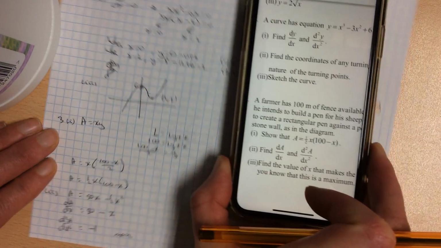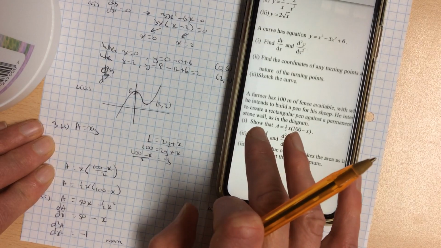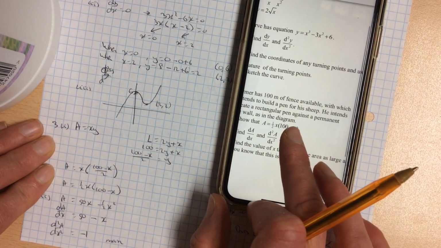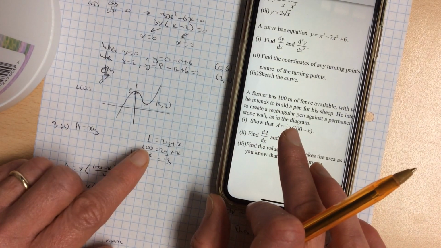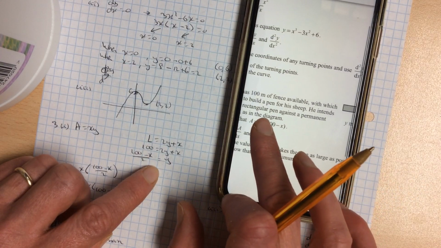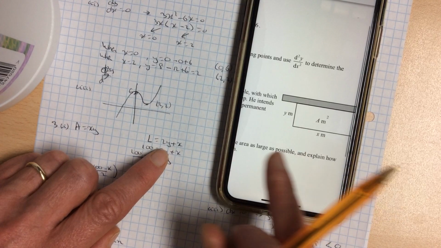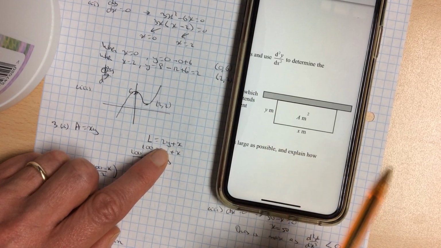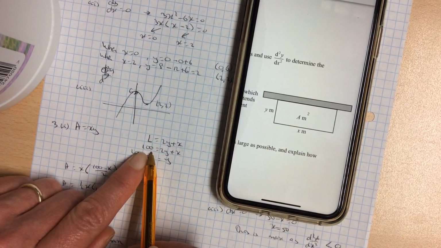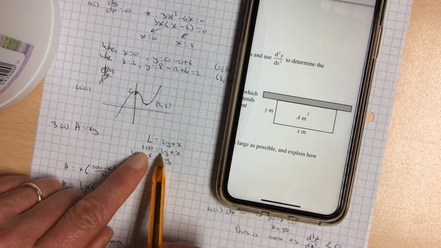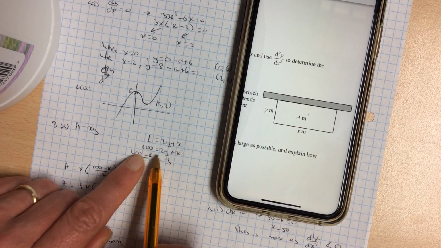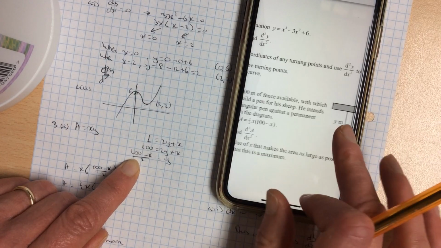And number 3, a farmer has 100 metres of fence. So the total length of his fence is 100. He builds a pen. There you go. So I'll just write down the length. The length is 2y plus x, and that equals 100. So 100 metres. 100 is 2y plus x. So I can rearrange that to get y equals. So 100 minus x over 2 gives me y.